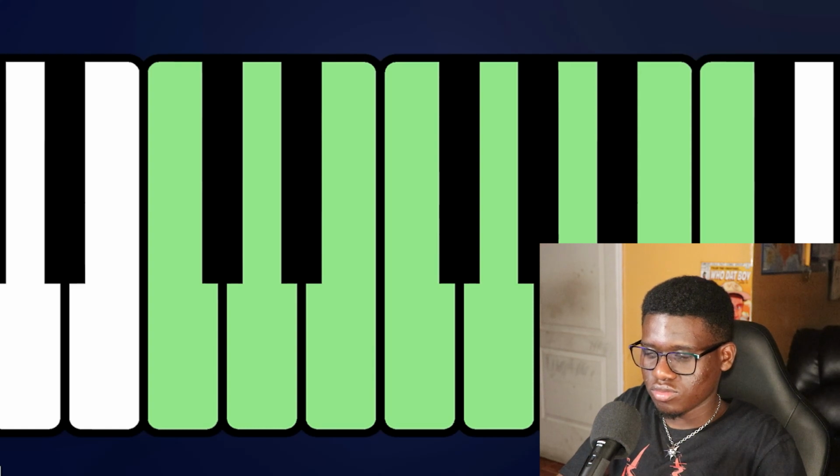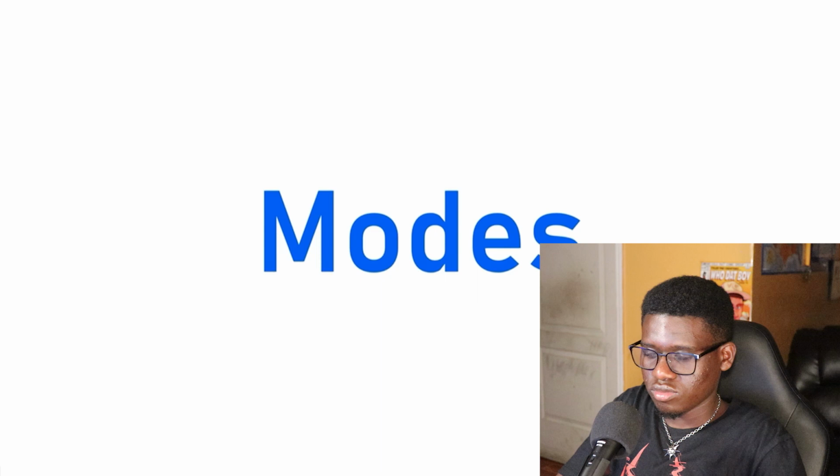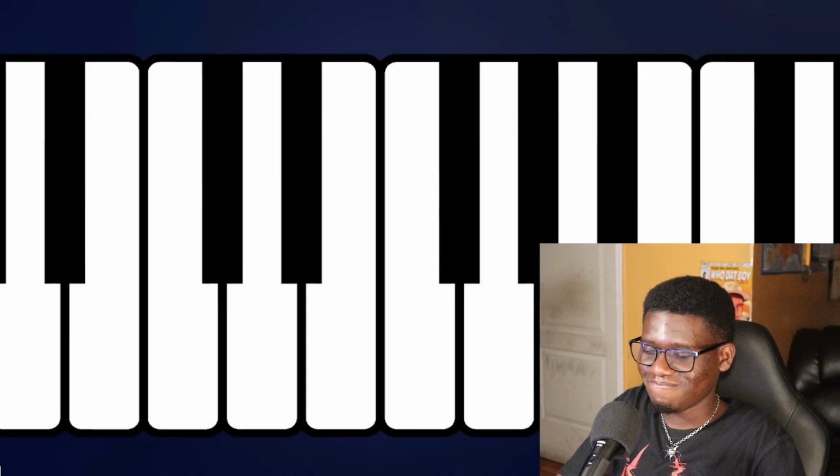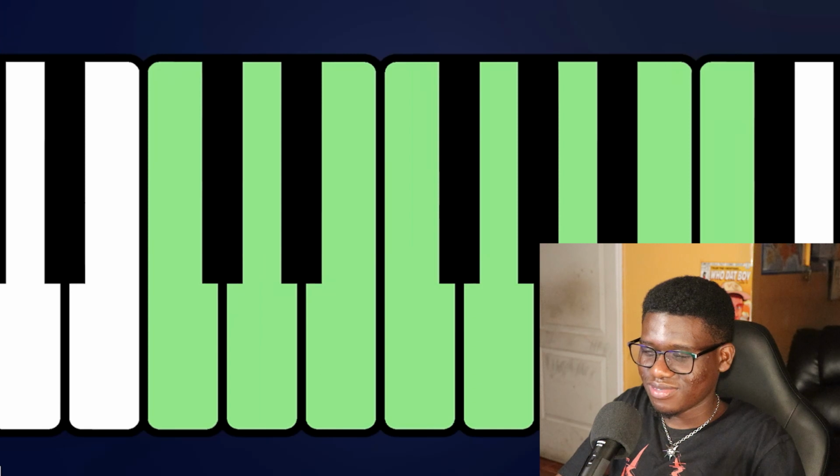Surely it all sounded really samey. Well, this is actually where modes come from. Just because we're limited to the 7 diatonic notes, the white notes, doesn't mean we're stuck in the major scale. We could use a mode of the major scale.